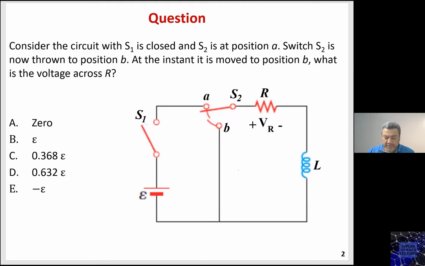Now consider the circuit with S1 being closed and S2 at position A. Switch S2 is now thrown to position B. At the instant it is moved to position B, what is the voltage across R? So before we calculate what is the voltage across R when the S2 was thrown to position B, we need to calculate the current in this inductor when this switch was at A and S1 was closed.